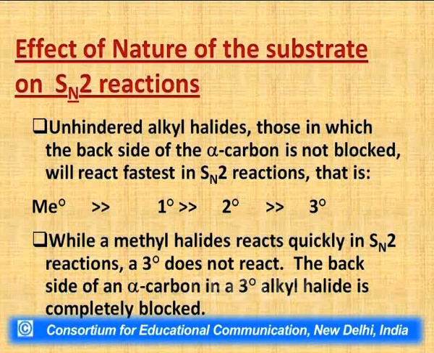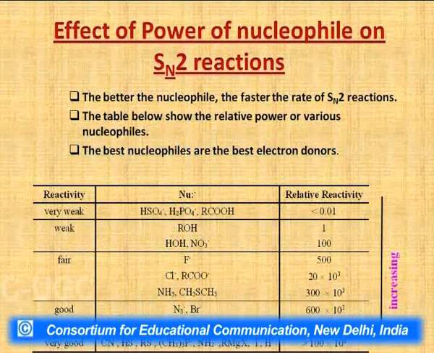While a methyl halide reacts quickly in SN2 reaction, a 3 degree does not react because of crowdedness. The backside of alpha carbon in a 3 degree alkyl halide is completely blocked. Second point, the effect of power of nucleophile on SN2 reaction. Better the nucleophile, faster the rate of SN2 reaction. The table shows the relative power of various nucleophiles.